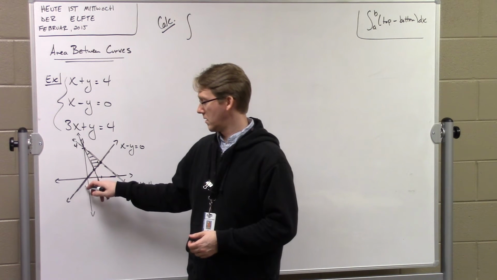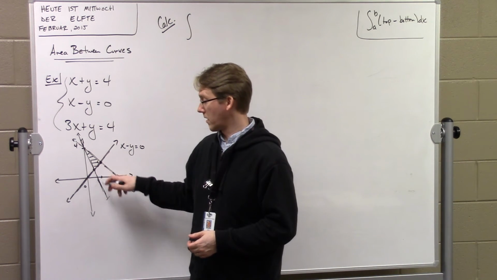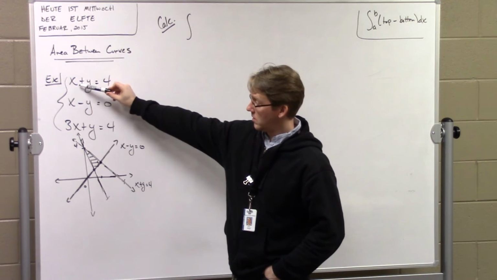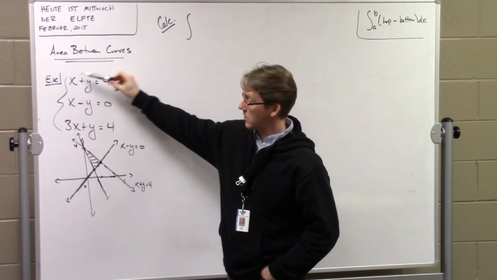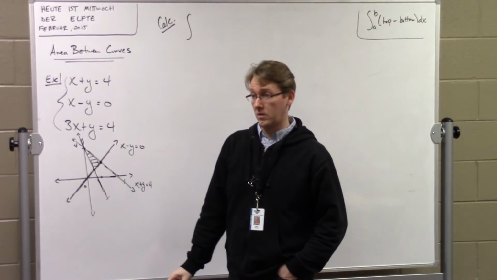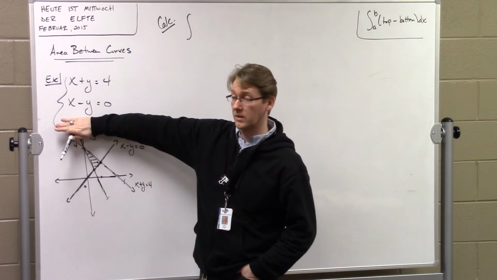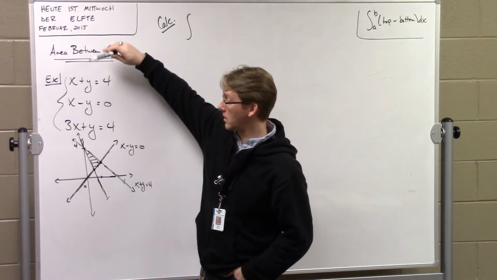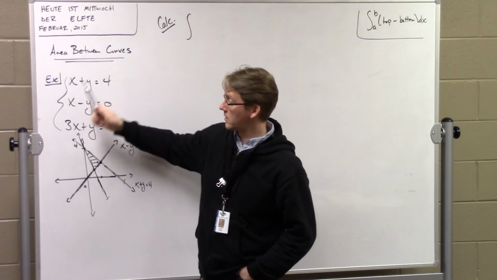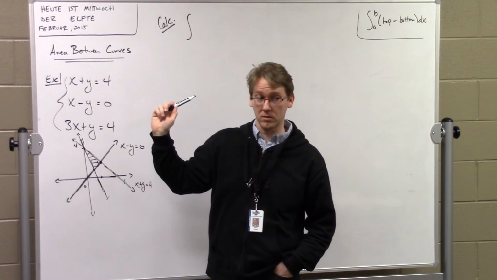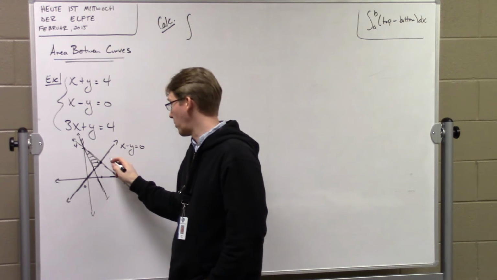It's pretty easy to figure out. You just figure out where these two equations meet each other. You can do substitution or elimination. If you add the two functions together, the y's cancel, so you get 2x equals 4, so x equals 2. All right, so this is the point 2, 2.